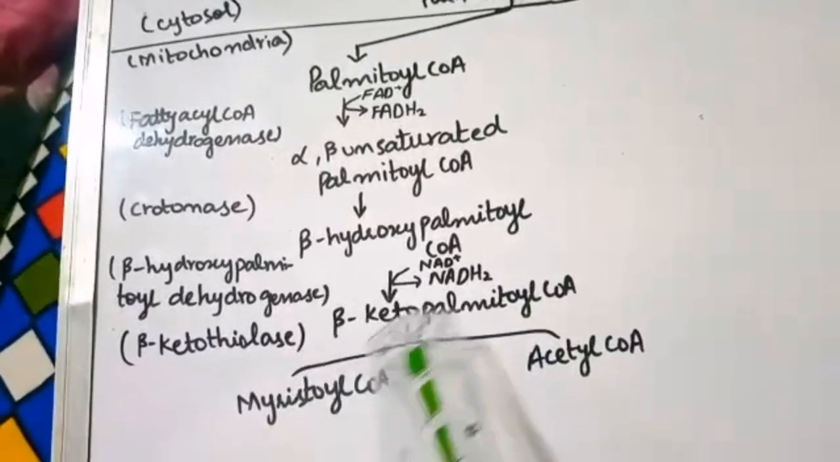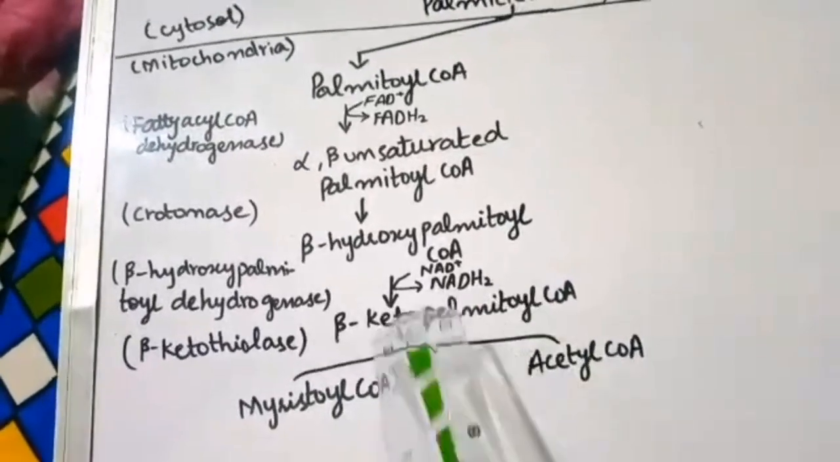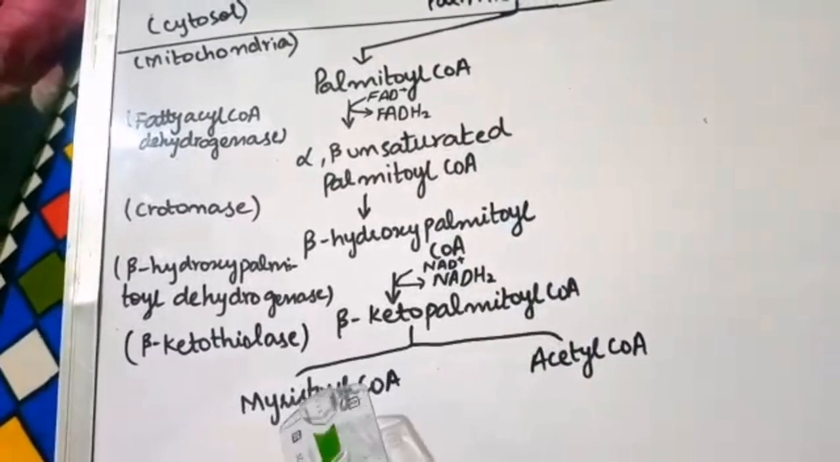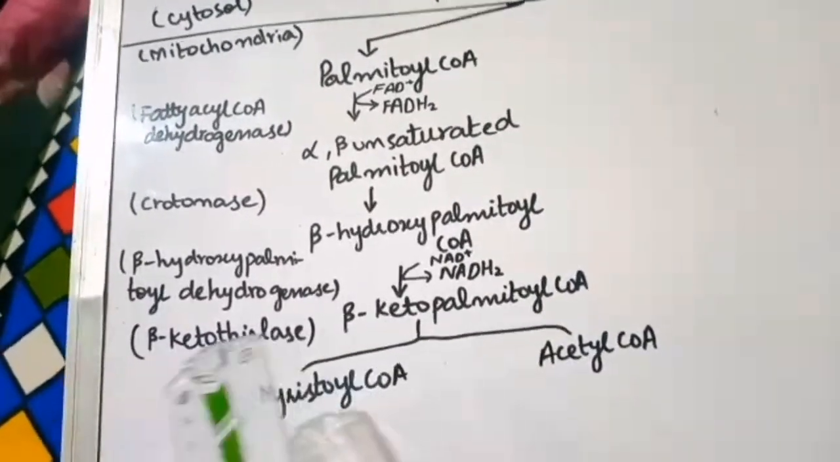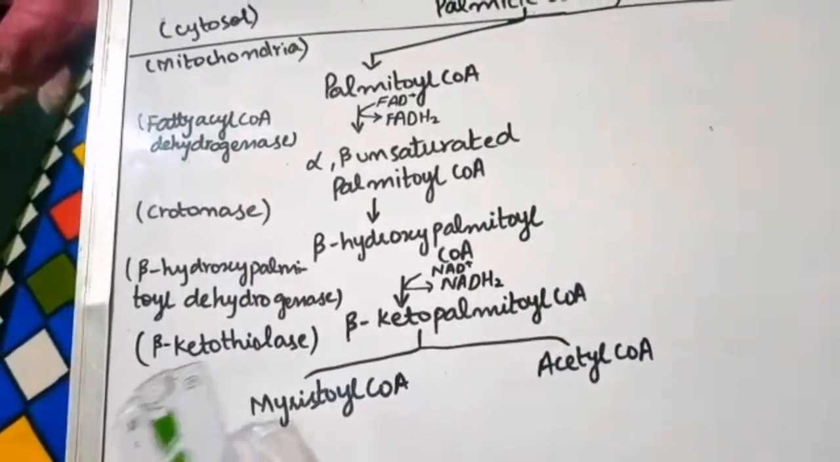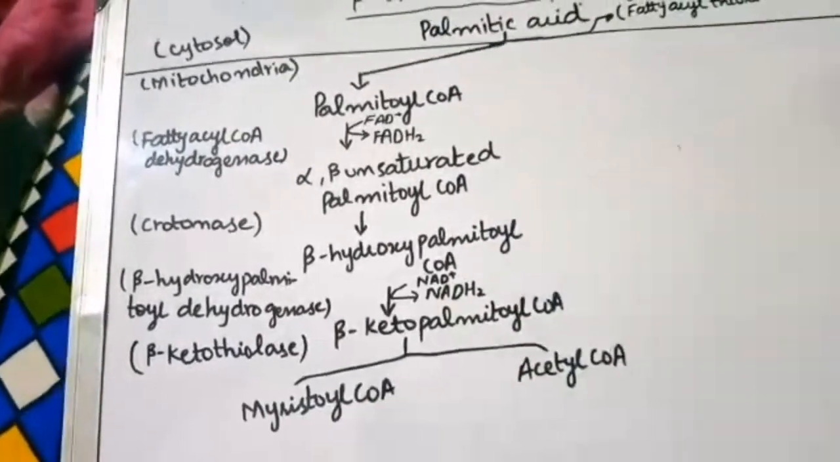Then this beta keto palmitoyl CoA is converted into myristoyl CoA and acetyl CoA, and this is done under the action of enzyme beta keto thiolase, right?